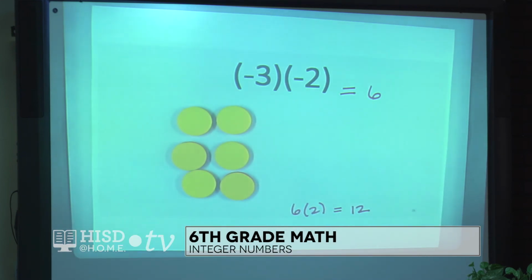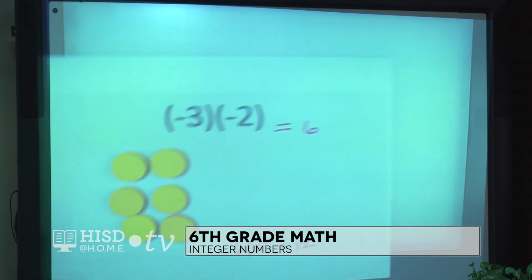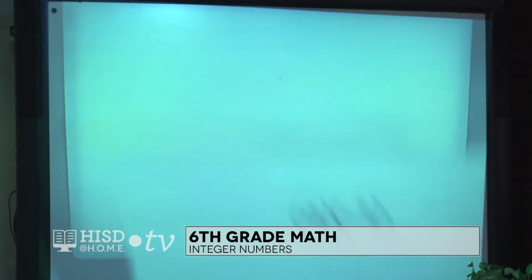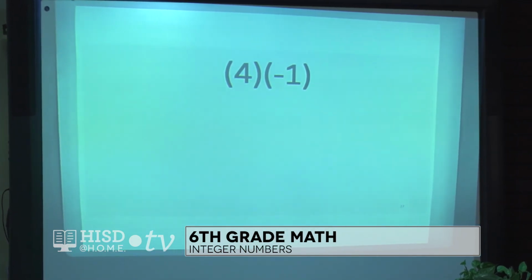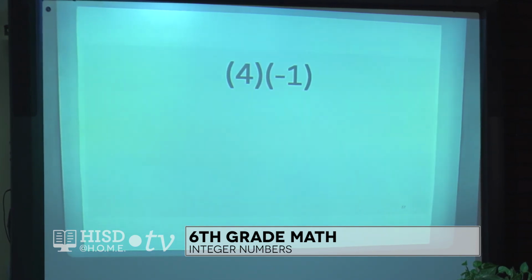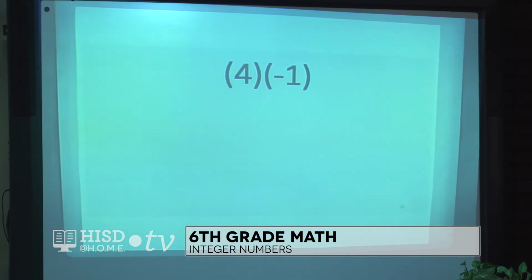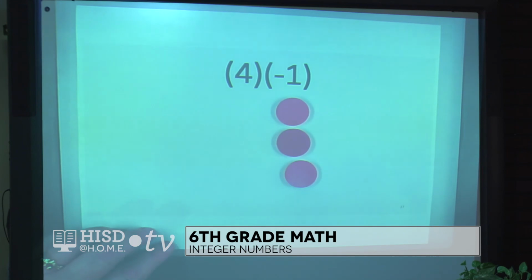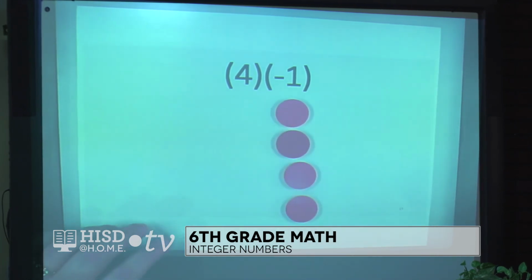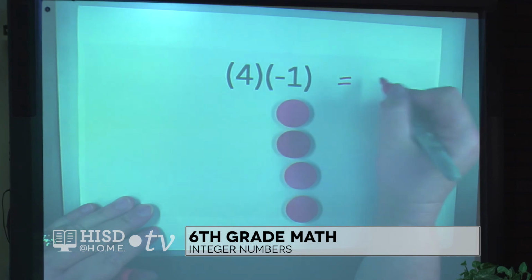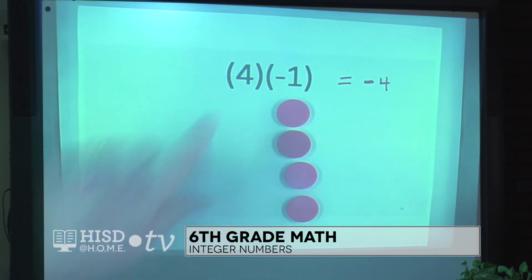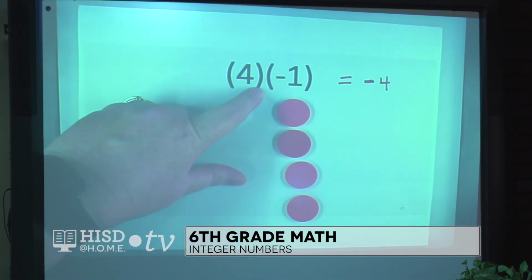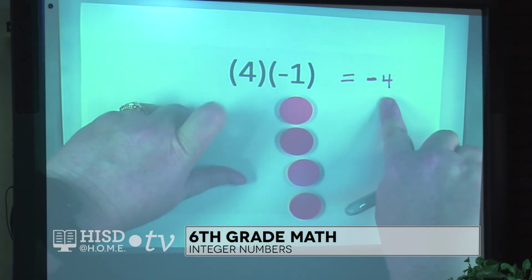And yet, wait, I forgot. What happens whenever I have a positive number and a negative number? I forgot. So try this one and see if you can tell me what happens when I have a positive number times a negative number, because I've already forgotten. Okay, this tells me I want 4 groups of -1. So when I multiply 4 times -1, I get -4. That's right, now I remember. When I have a positive number and a negative number, and I'm multiplying them, I get a negative number.